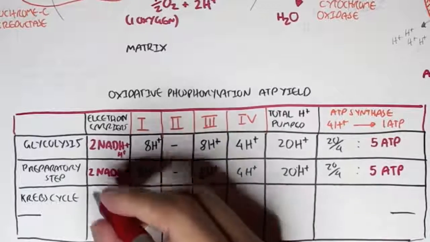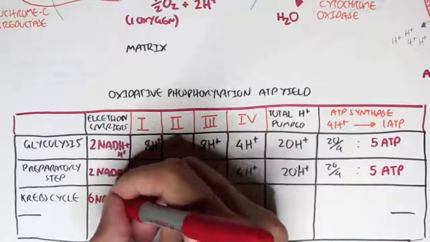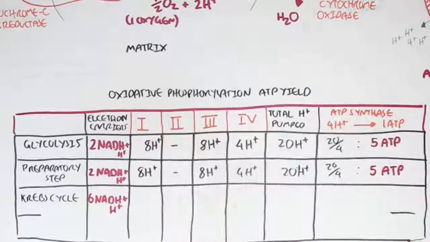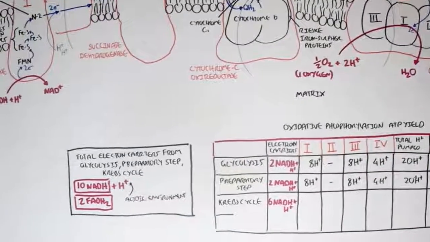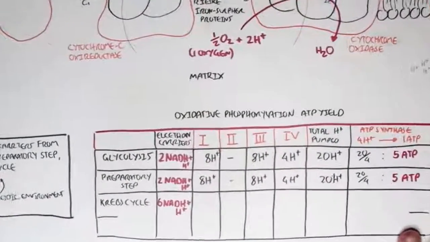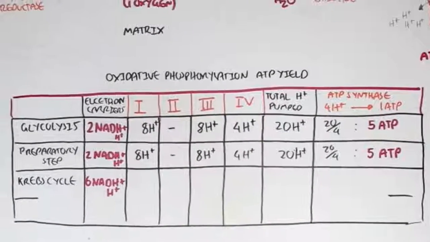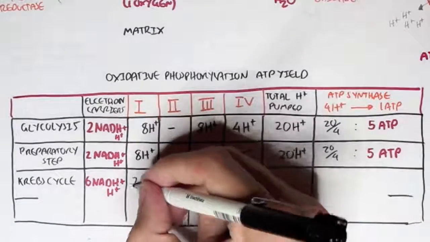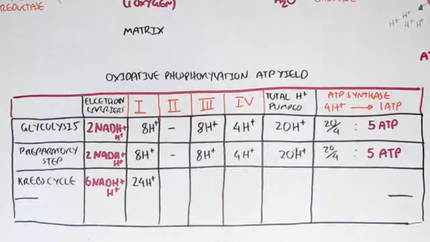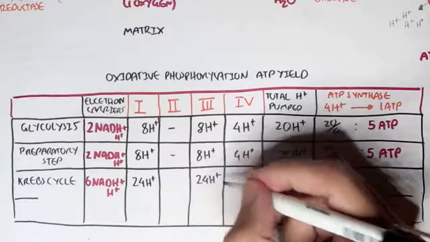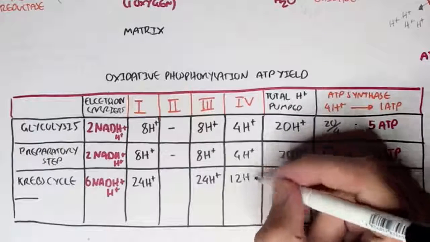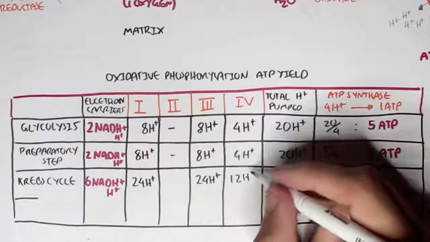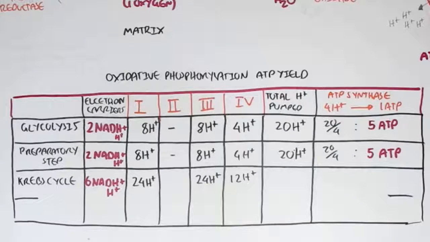Looking at the Krebs cycle, if you remember, it produced 6 NADHs. And so if 6 NADHs go through complex 1, this means it would be 6 times 4, because for each NADH, 4 hydrogen ions are being pumped from the matrix into the intermembrane space, which means 6 times 4 is 24 hydrogen ions. Complex 3 also pumps 4 hydrogen ions for each NADH, so 24 hydrogen ions in total. And complex 4, finally, 2 hydrogen ions for each NADH, so 6 times 2 is 12 hydrogen ions, giving a total of 60 hydrogen ions pumped from the matrix into the intermembrane space.